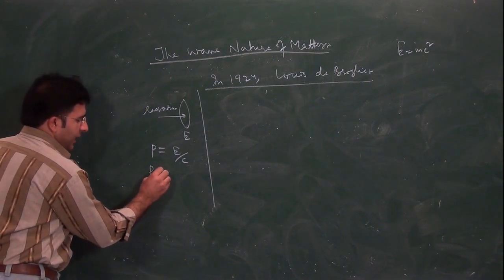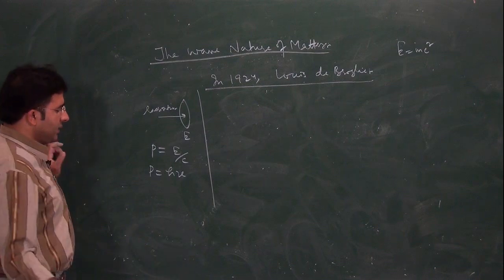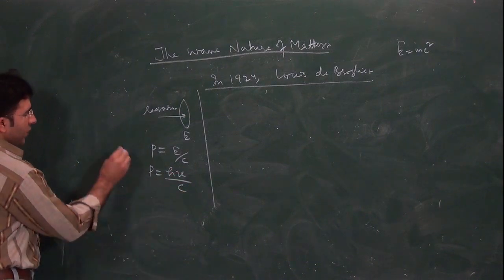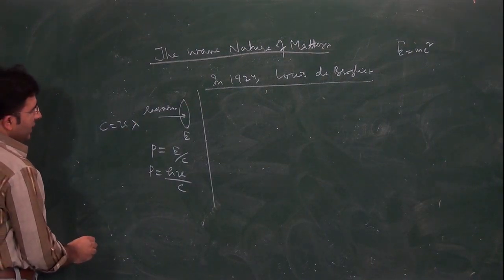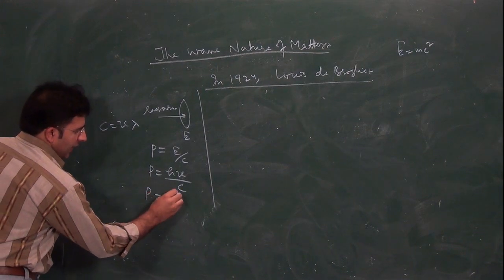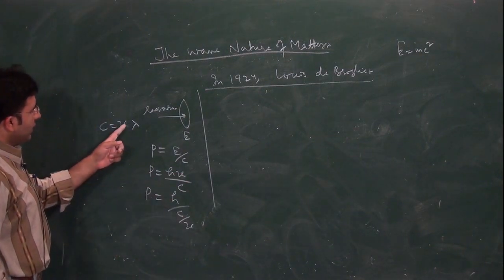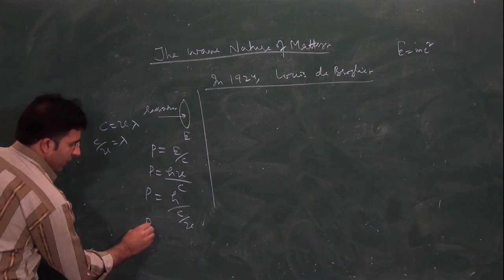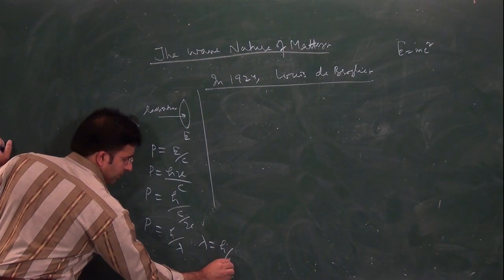Therefore, if I write h nu instead of E, treating light as a stream of photons, then P is equal to h nu by c, and we know c is equal to nu lambda. Therefore, I can write c by nu as lambda. I can write P is equal to h divided by c by nu. C by nu will become lambda. Therefore, P will become h by lambda. Therefore, lambda will be written as h by P.